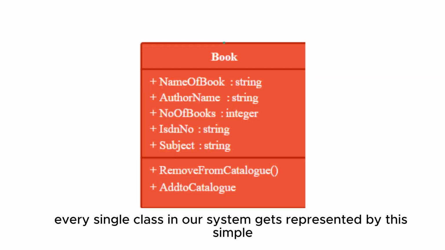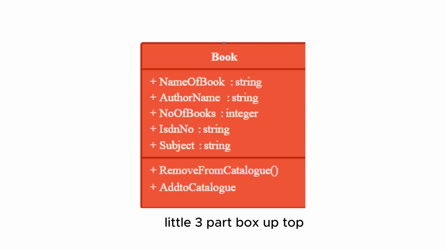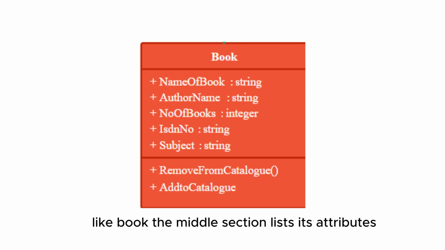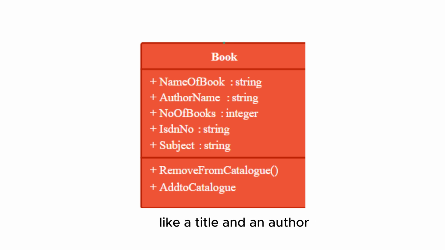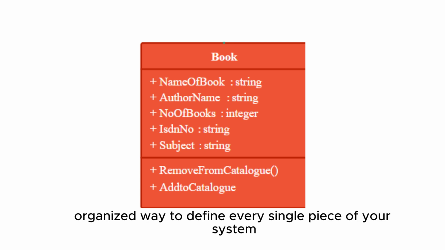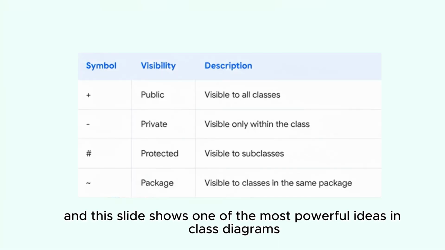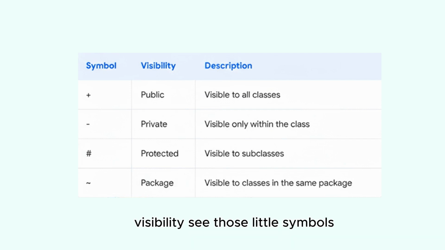Every single class in our system gets represented by this simple little three-part box. Up top, you've got the class name, like Book. The middle section lists its attributes. That's the data it keeps track of, like a title and an author. And the bottom section lists its methods. Those are the things it can do, like a function to display its own details. It's a really neat, organized way to define every single piece of your system. And this slide shows one of the most powerful ideas in class diagrams, visibility.